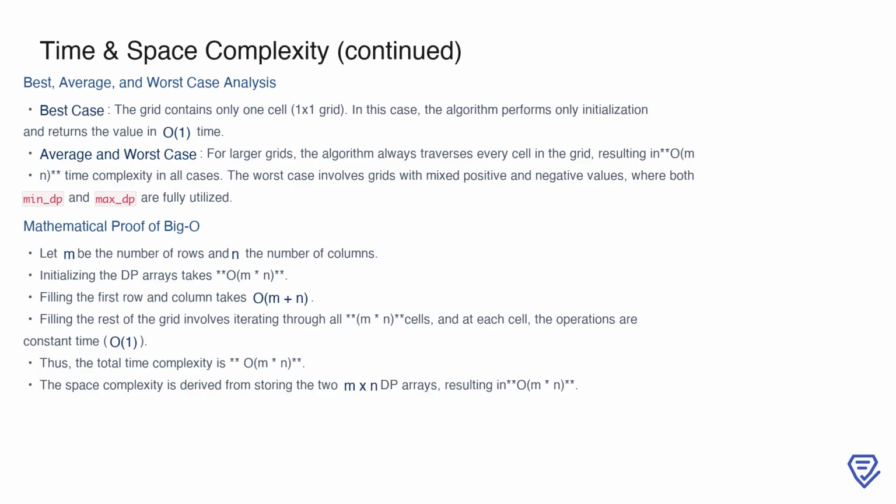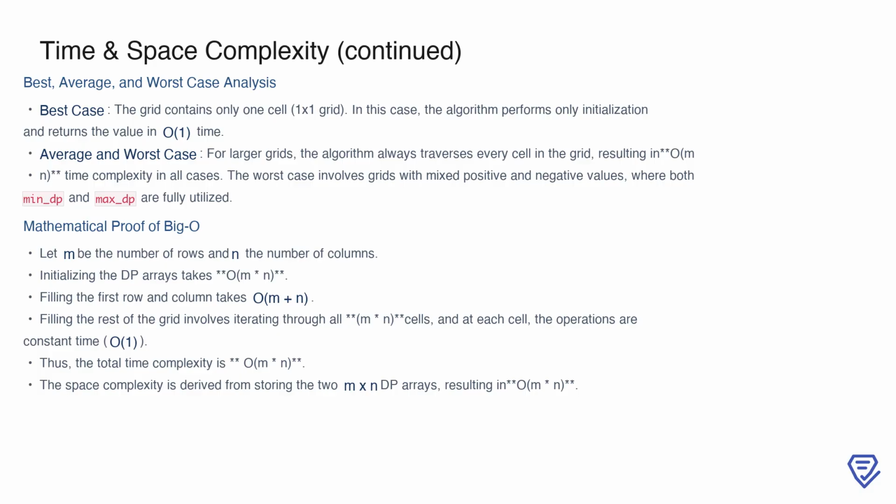This means that the time complexity is consistently O(m*n), regardless of the grid's composition. The worst case occurs when the grid contains a mix of positive and negative values, which forces the algorithm to fully utilize both the min_dp and max_dp arrays to track the possible products.